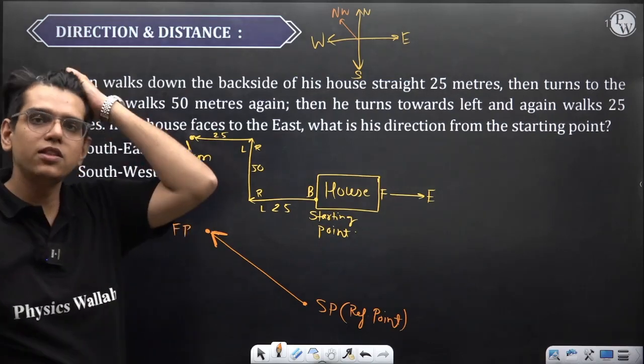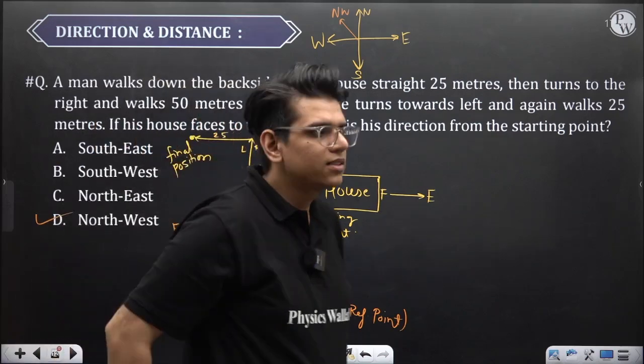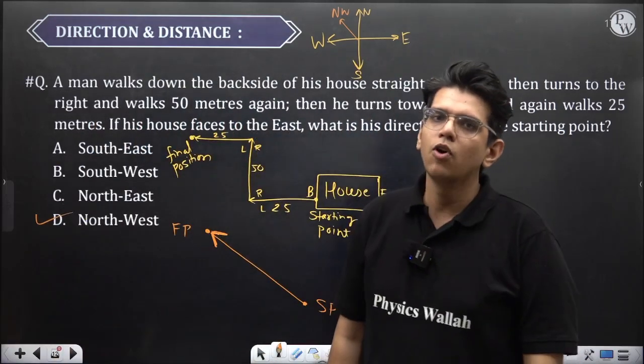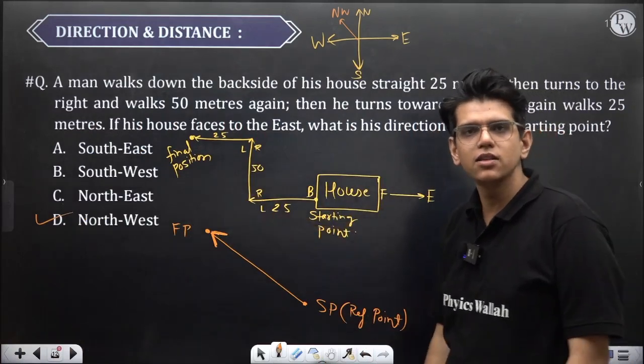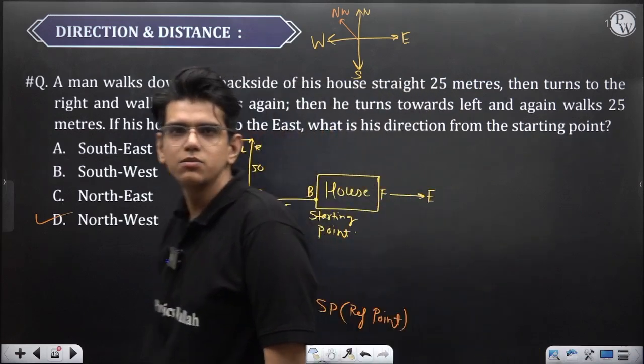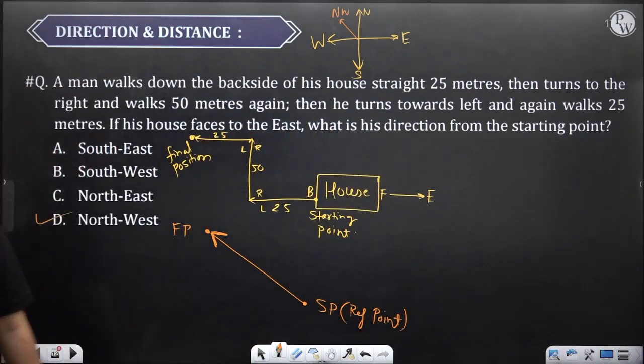These are simple questions. You just have to calculate the distances by using Pythagoras theorem, or you have to get to the final directions by using these diagrams. Let's look at another question now.